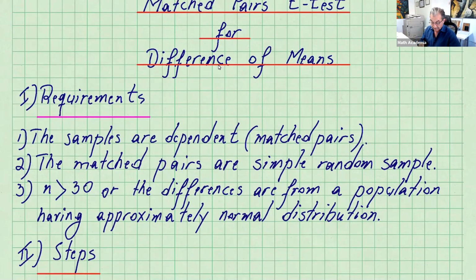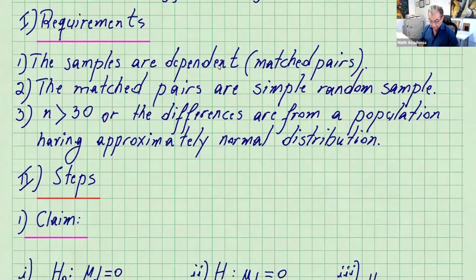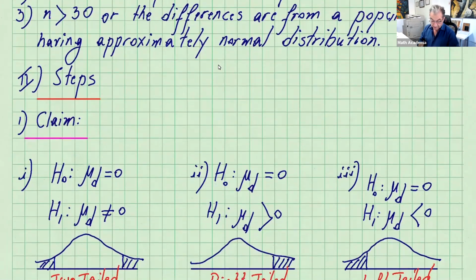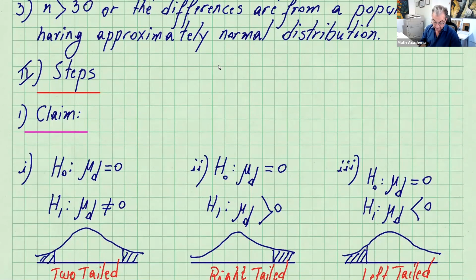In our problems, these requirements are satisfied. Unless you just get a problem, and then the problem is going to say to see if the requirements are satisfied. But all the matched pair problems in this section or in this lecture, we assume that they're all satisfied. Now let's go over the steps. The steps are just hypothesis testing steps.